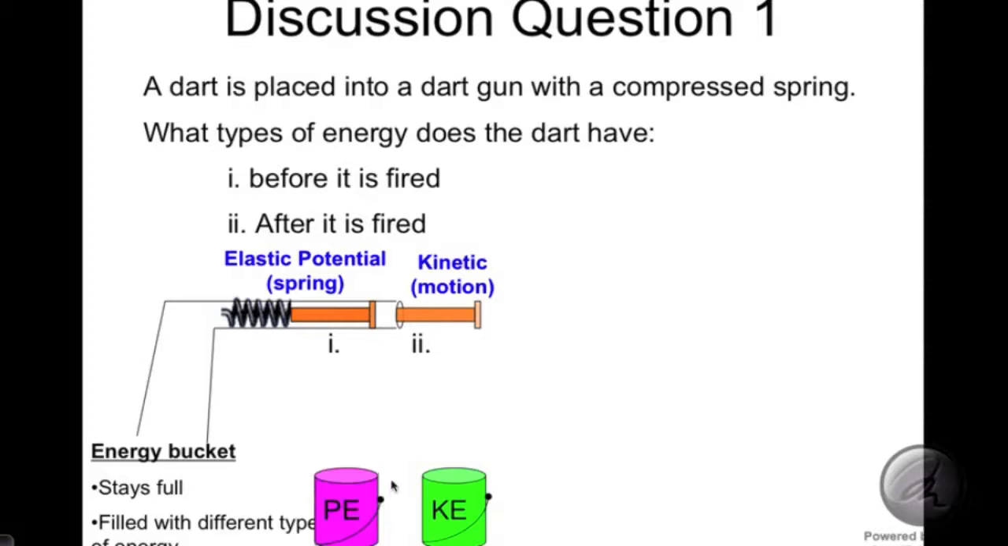I want to introduce this analogy of our energy bucket. Our energy bucket always has to stay full no matter what. So at the beginning, before it's fired, the dart has complete potential energy, elastic. And after it's fired, it has complete kinetic energy because it's moving. But no matter what, our energy bucket must stay full.